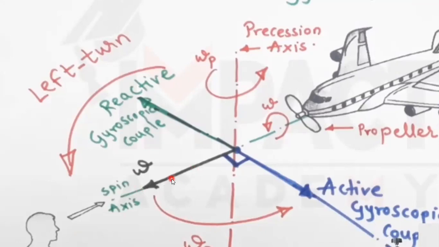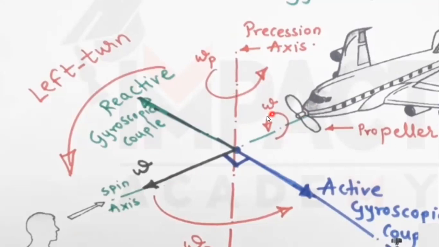So as we know, if we give a rotation in this second axis, that is, if the flight is taking a left or right turn, we will be getting a precession axis. That is, we will be getting an angular velocity. This is called angular velocity omega p for the precession axis. We got this only because the flight is taking a left turn. So just imagine the flight is taking a left turn.